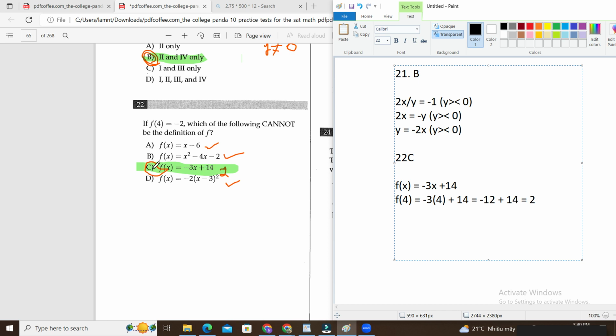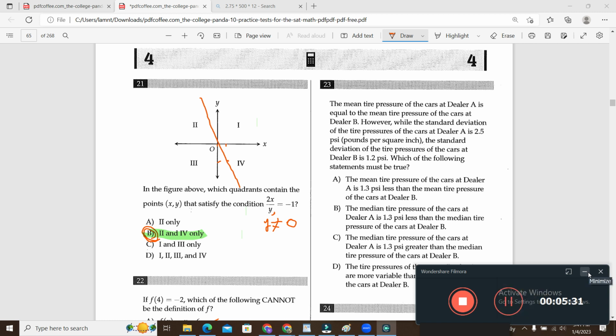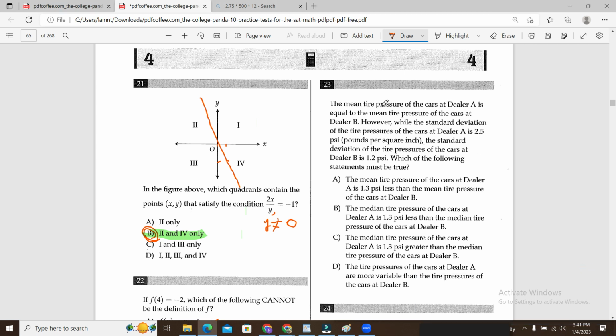Okay, so number 23. The mean tire pressure of the cars at dealer A is equal to the mean tire pressure of the cars at dealer B. However, the standard deviation of the tire pressure at dealer A is 2.5 psi, whereas the standard deviation of the tire pressure at dealer B is 1.2 psi. Which of the following must be true?